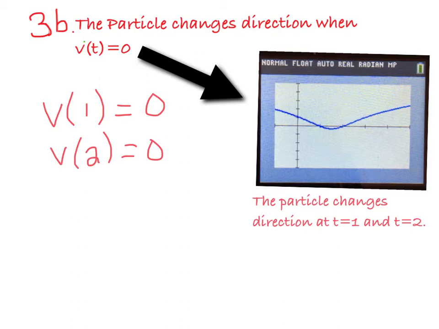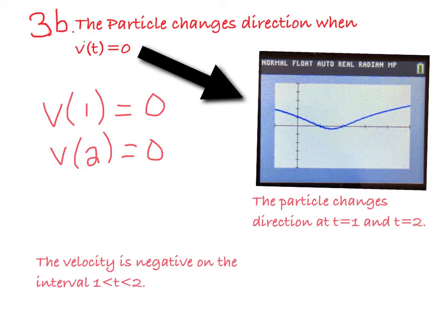Now, the particle travels left when the velocity is negative. So, the velocity is negative on the interval 1 to 2.